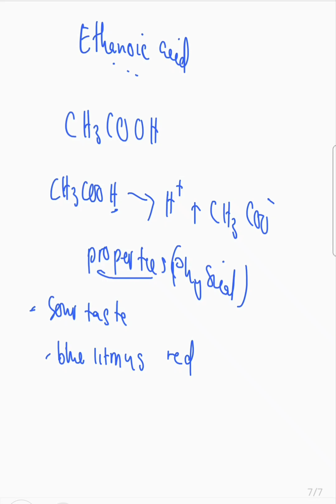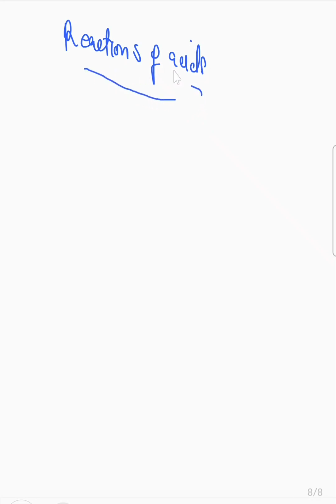Okay. Now we talk about the chemical properties. In this video, when talking about the chemical properties, I'm going to focus on the chemical reactions of acids. So we say reactions of acids. We're going to look at different types of reactions which acids undergo.